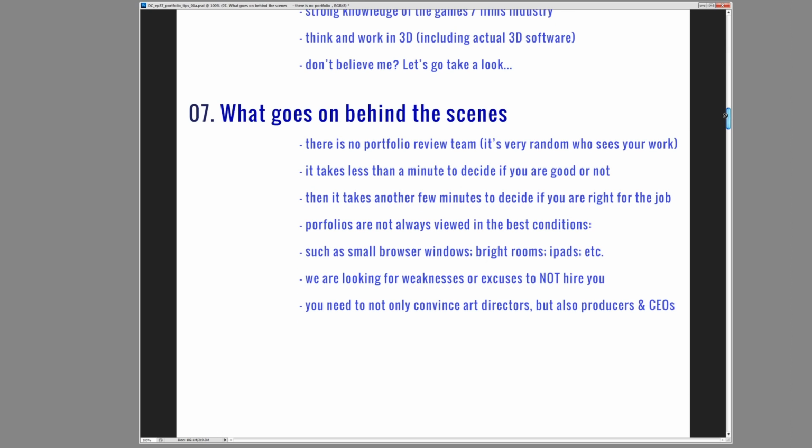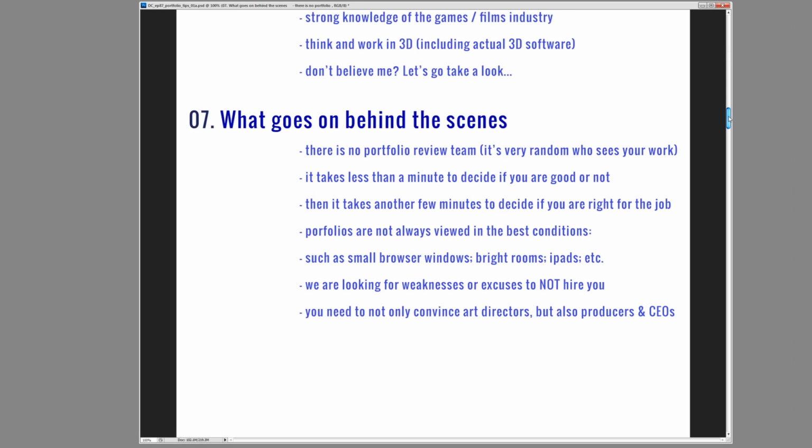That's topic number 7. Number 1, there is no portfolio review team. Contrary to maybe what a young student might think, there is no department to review portfolios. There is no one that sends it and it goes into a portfolio review department. No such thing. Who reviews your portfolio is very random. Sometimes it's a receptionist, sometimes it's HR, sometimes it's the concept guy, sometimes it's the art director, sometimes it's a producer, sometimes it's a CEO.